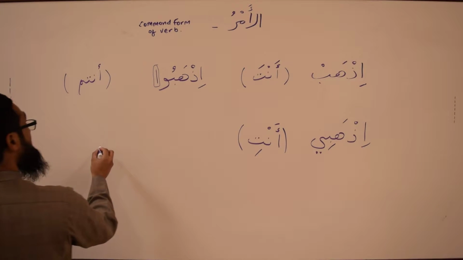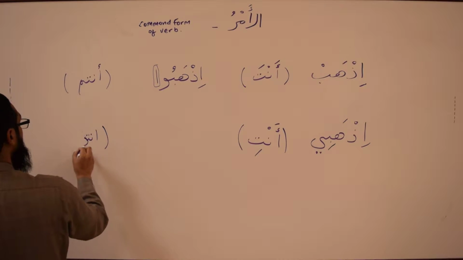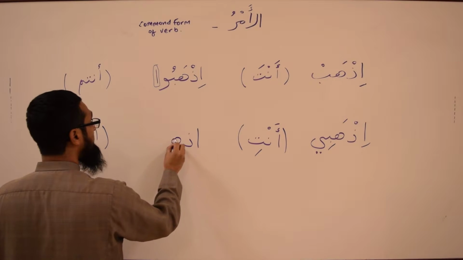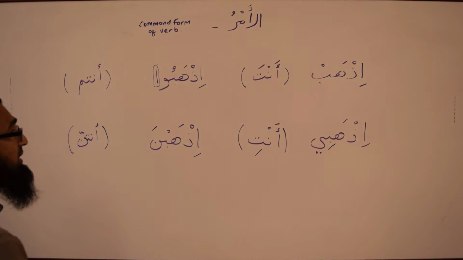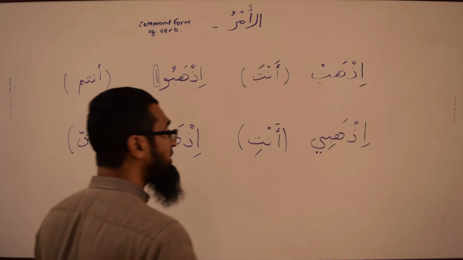And if you're addressing a group of females, so it's antunna, you would say idhabna. And all four of these are fi'al amr. This is an amr, but you're commanding different people. Okay? So every verb that we've learned so far, and we put in the previous video, you can take them and conjugate them. So for instance, we did the verb usjud, right?